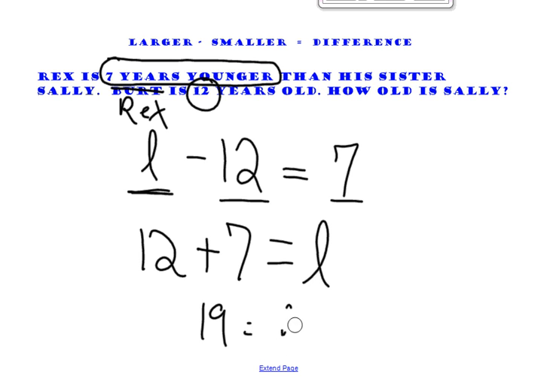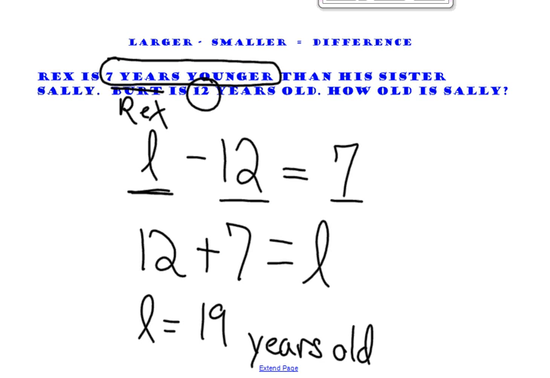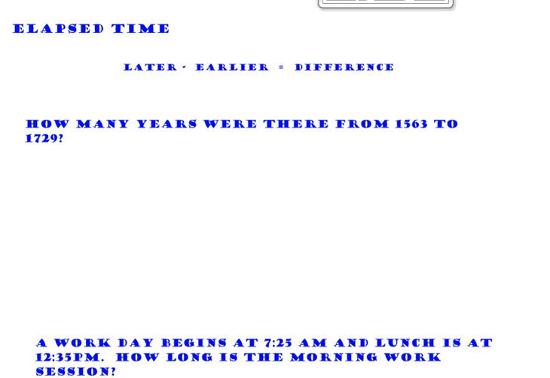I'm going to write that on the other side so that we can say 19 years old. And we can talk about the fact that Sally is 19 years old. So we use this formula to help us understand this problem. Let's try another one. Nope, we're going right to time.